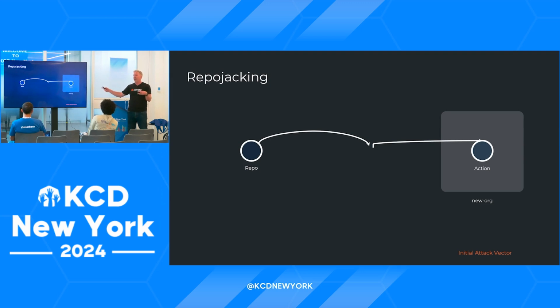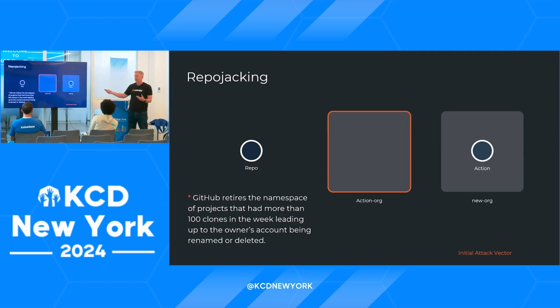Now, you run into a problem if you delete it, because then I can come along and just try and steal it. Now, GitHub has a precaution here. They will retire the namespace entirely if there have been more than 100 clones in the week leading to the account being deleted. So if it's still active and you're still cloning it, it will say no one can ever have this again. The redirect will be forever. Job done, totally secure. Yeah? A total of 100 clones in the week before you get rid of it.